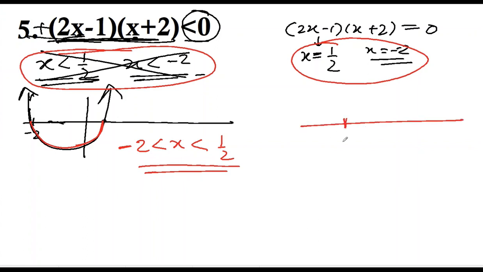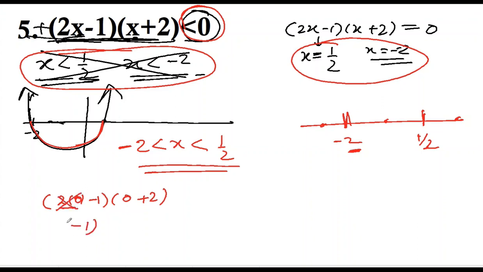Second option is that you can draw a number line, put minus 2 and half here, and choose some random numbers between these ranges. Whichever range gives you a negative number, less than 0, is your answer. And definitely in this case, the number between minus 2 and half will give you a negative number. Let me choose 0. So 2 times 0 minus 1, 0 plus 2. It will be 0 minus 1 times plus 2, which is negative 2. See, we got a negative number.